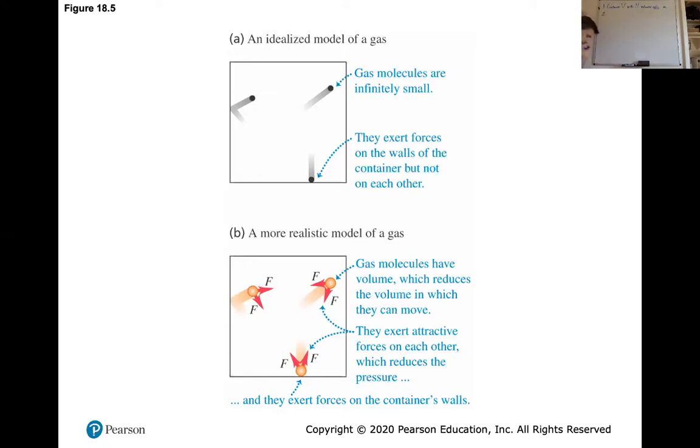Two, these molecules are points that collide elastically with the walls but not with each other. They're so small that there's no possible way for one of them to hit the other. If it's going to hit the wall, there's no way for it to miss, right? It's going to hit the wall.